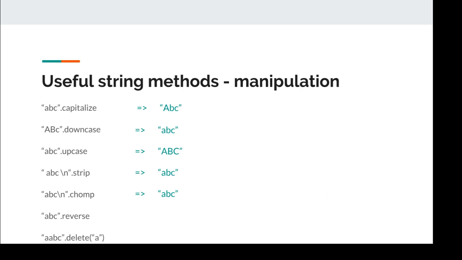Reverse. What do you think that does? Reverses the string. And what about delete? You pass it an argument. What do you think it does? It deletes that substring from the string. So everywhere it finds that substring, if we had multiple A's in it, like I do in this last example, it will remove all of the A's. So wherever it can match that pattern that you pass to it, it deletes that pattern from the string.